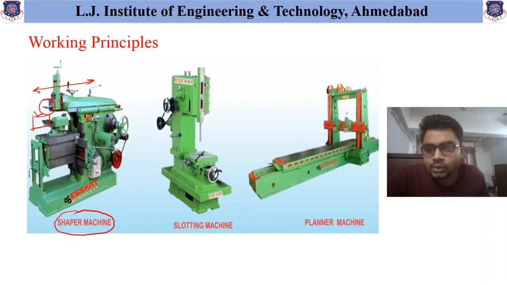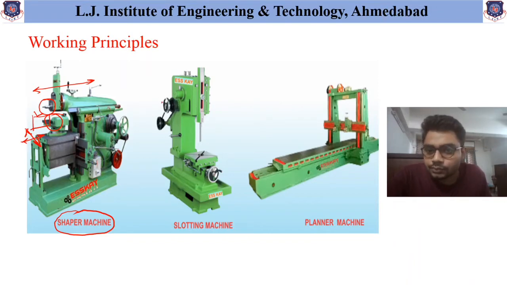Another auxiliary motion that is required is table movement, which carries the workpiece, and this can be moved in the longitudinal direction or maybe in another horizontal or vertical direction on the plane. This movement is obtained by another mechanism that we will discuss in our further topics.